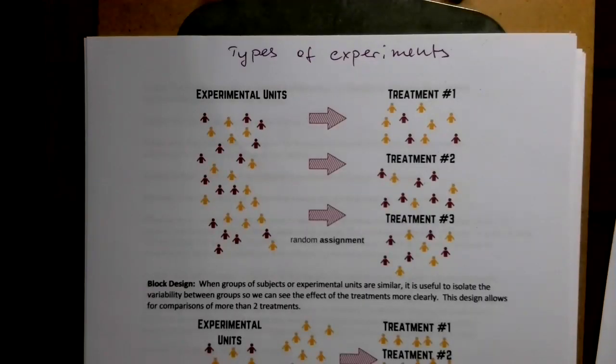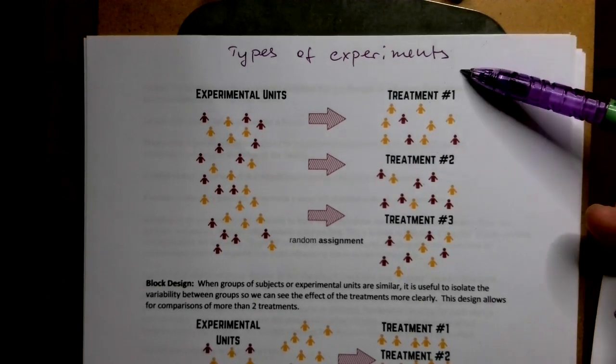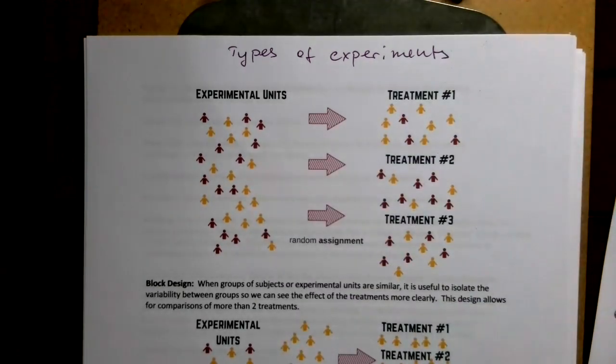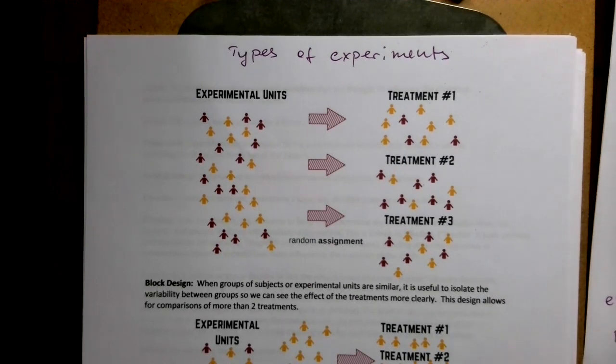Hi again. So in this video, we want to talk about types of experiments. And basically it's how to design selection of different groups for your experiments. And so the first design is very simple. Well, let me start you off with an example.